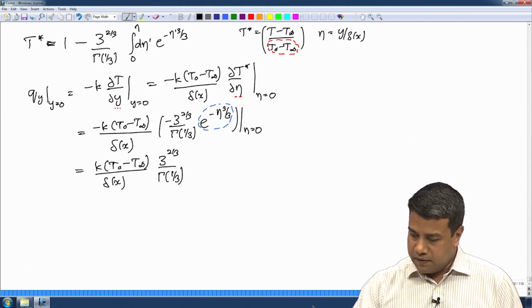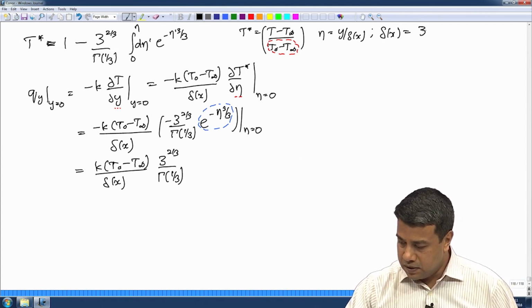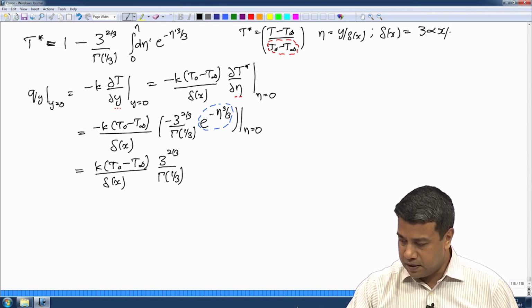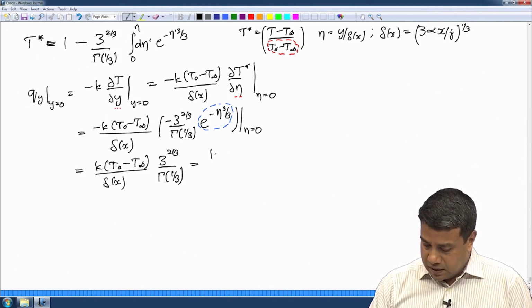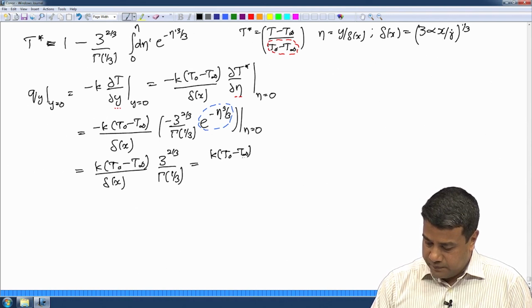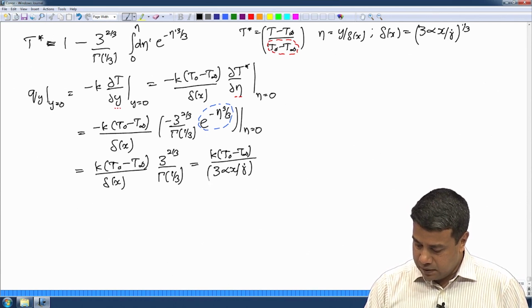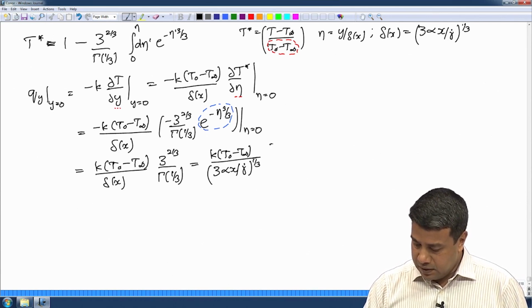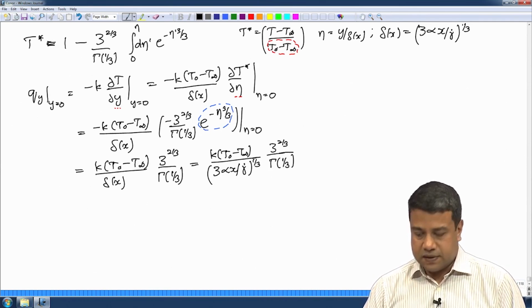And if I use the definition of delta that I had earlier, delta of x was equal to 3 alpha x by gamma dot whole power 1/3. So, I will get k into T naught minus T infinity by 3 alpha x by gamma dot whole power 1/3, into 3 power 2/3 by gamma of 1/3. So, that is the heat flux. It is a function of x.